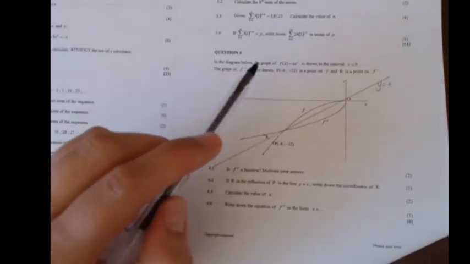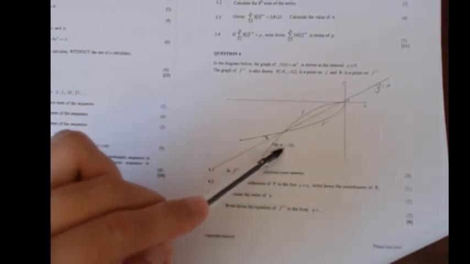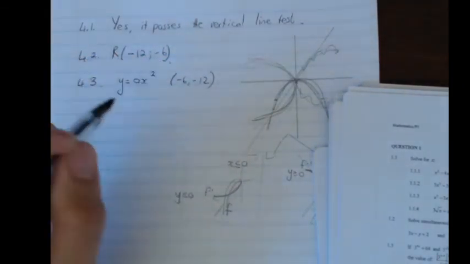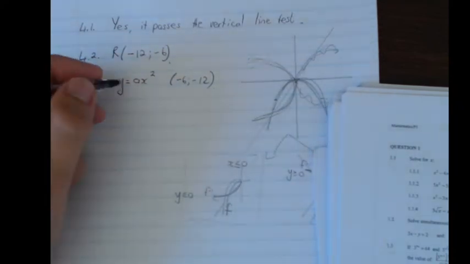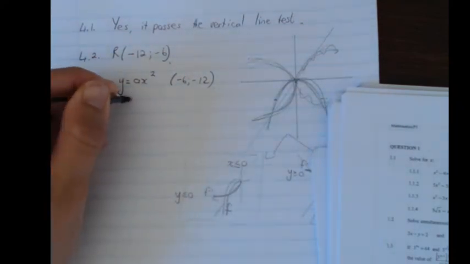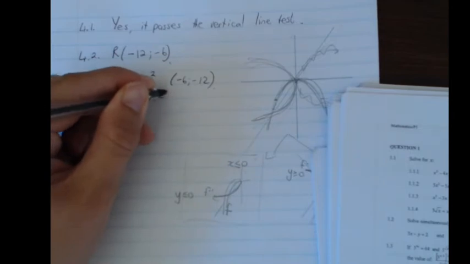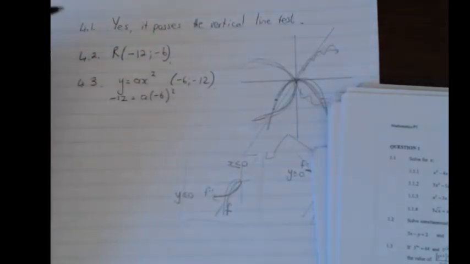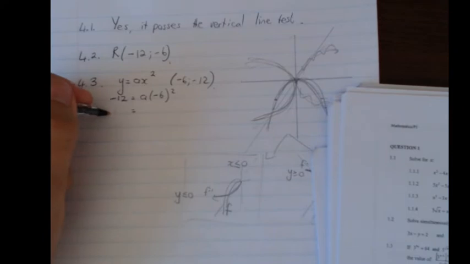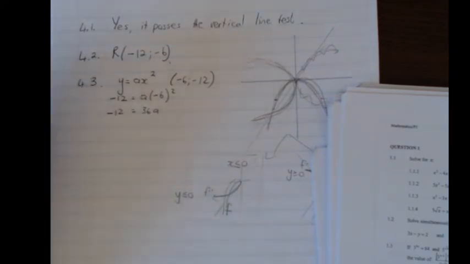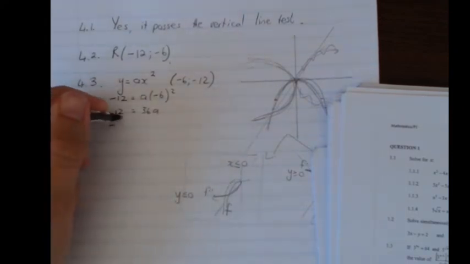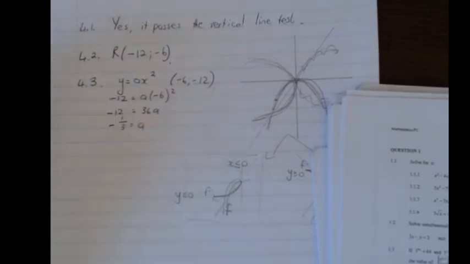4.3, calculate the value of a. The equation of f is given as ax squared, and the point -6, -12 lies on f, so I can substitute that into the f equation. Then I have -6 squared, so this is 36, so -12 is 36a, and then if I divide by 36 I get negative a third.